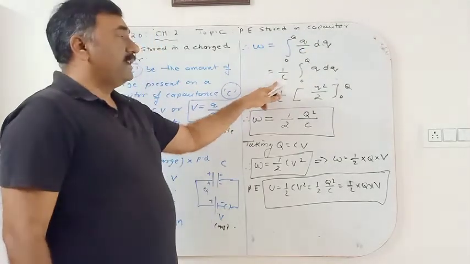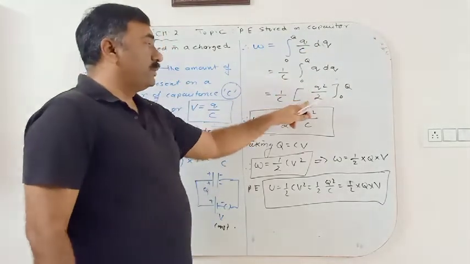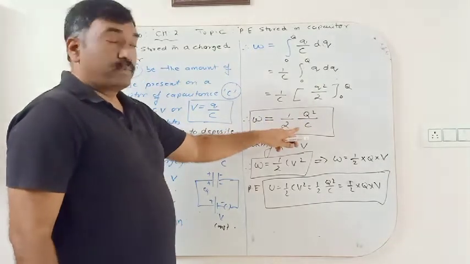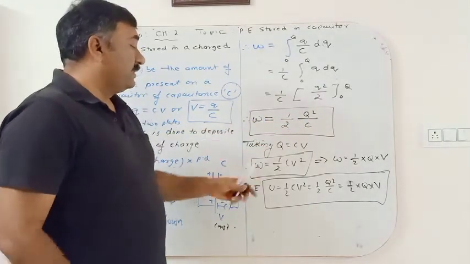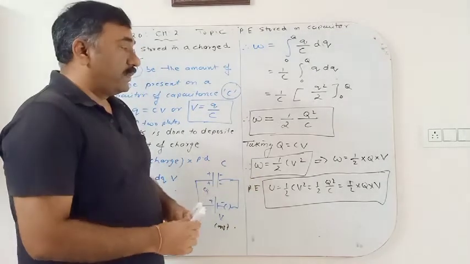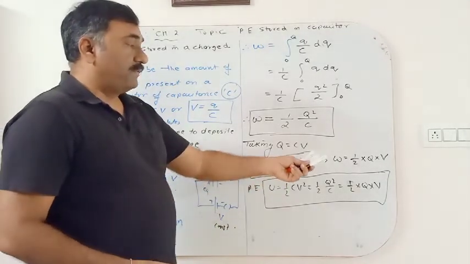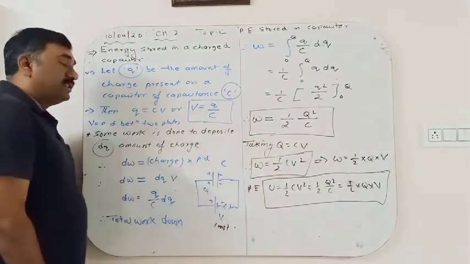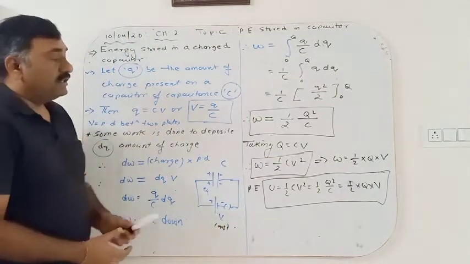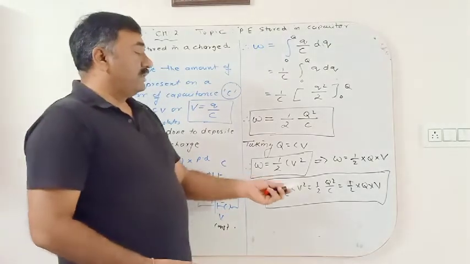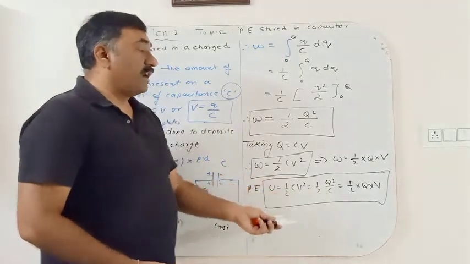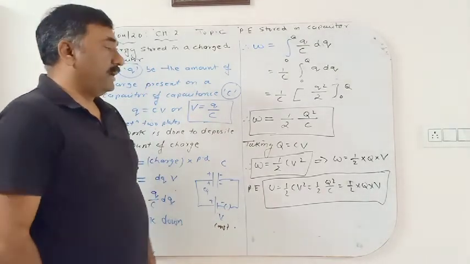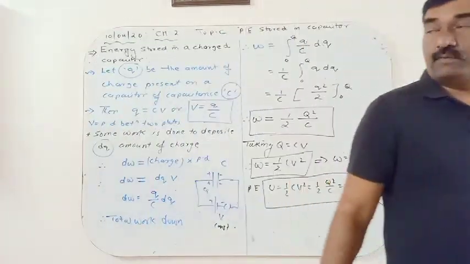C comes out of the integral. Integration of q dq is q square by 2. Substitute the limits, so work done W is equal to half q square by C. Since q is equal to CV, W is equal to half CV square, or W is equal to half Q into V, and this work done is stored in the form of potential energy. So we can also write U is equal to half CV square, half Q by C, and half Q into V. Okay, I think you are able to understand the formula.